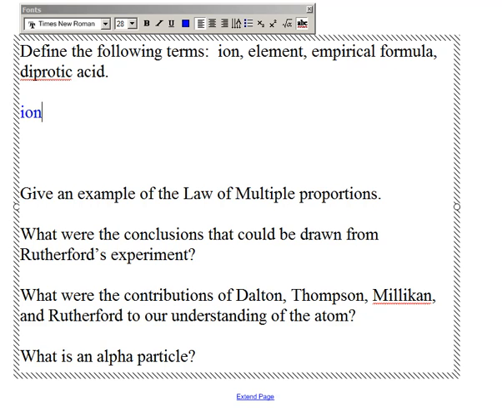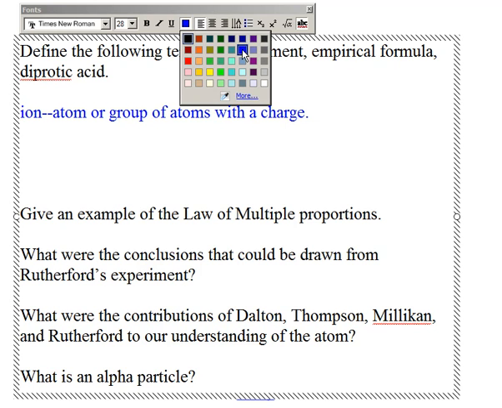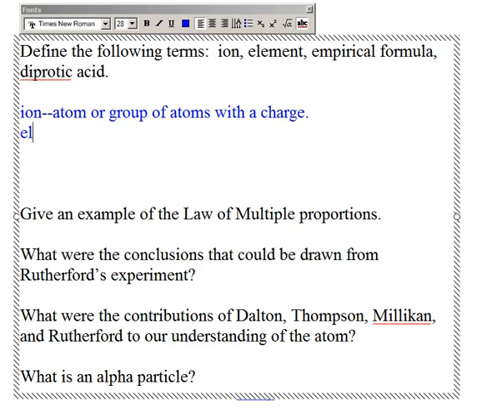An ion is an atom or group of atoms with a charge. It can be a polyatomic ion like sulfate, which is SO4 2-, or a monatomic ion like chloride, which is Cl-. An element is a pure substance made of one type of atom.